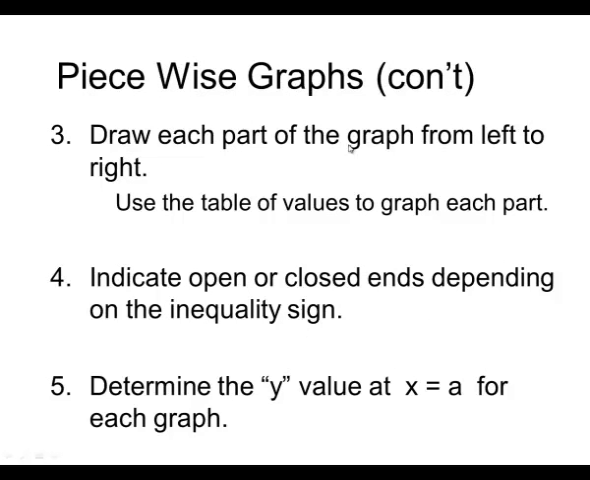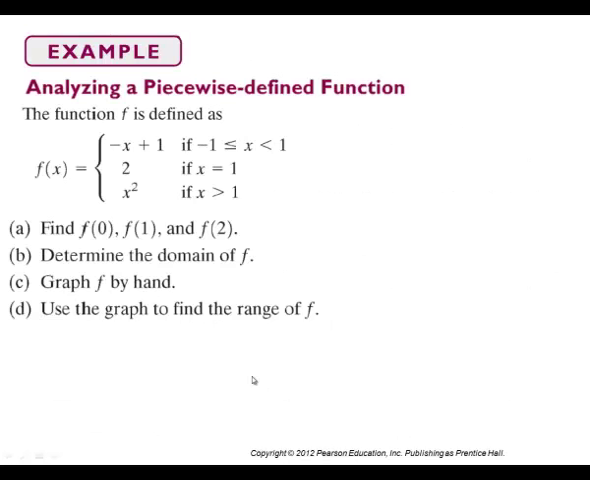Next, we want to draw each part of the graph from left to right. Use the table of values for each part. Indicate open or closed ends depending on the inequality sign for each end. And so where one ends, the next one begins and continues on from there. So there should be no gaps for the x's. There may be gaps for the y's, but there should be no gaps for the x's. Determine the y value at x equal to that number for each graph.